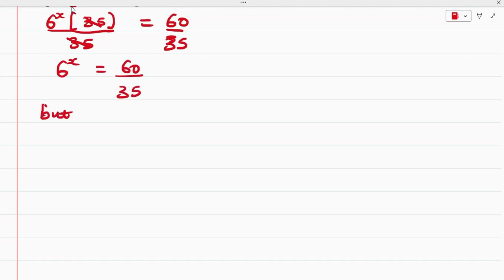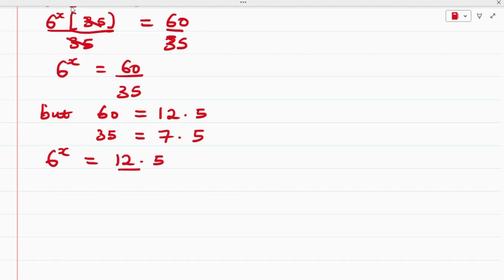But we know that 60 is equal to 12 multiply 5, and 35 can be expressed as 7 multiply 5, right? So putting this right here, we have that 6 raised to the power of x is equal to 12 multiply 5 over 7 multiply 5. So this is going to cancel out this. So therefore, we have that 6 raised to the power of x is equal to 12 over 7.